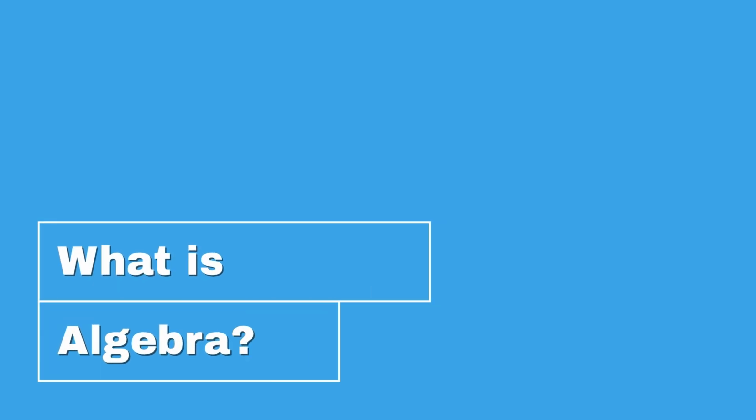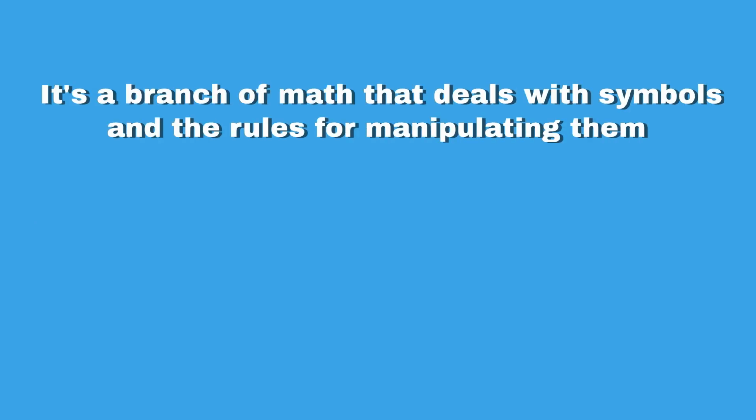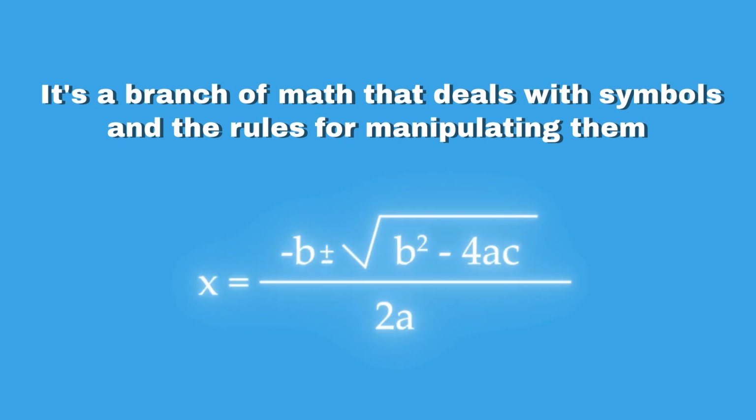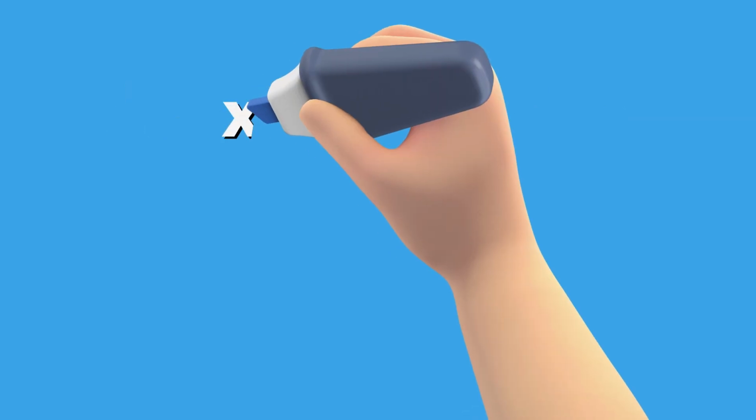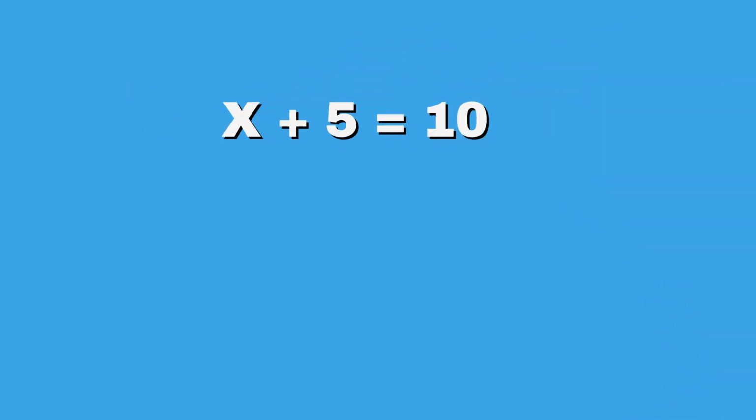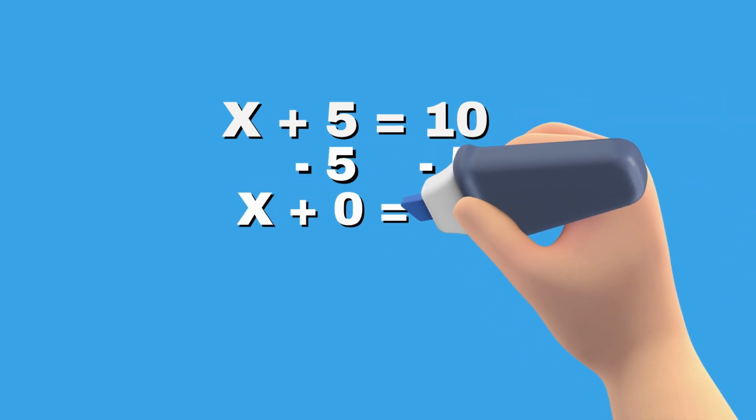Algebra is the branch of mathematics that deals with symbols and the rules for manipulating those symbols. These symbols represent numbers and quantities in formulas and equations. By using algebra, we can solve arithmetic problems that include unknown values known as variables. For example, if x plus 5 equals 10, we can use algebra to find that x equals 5.